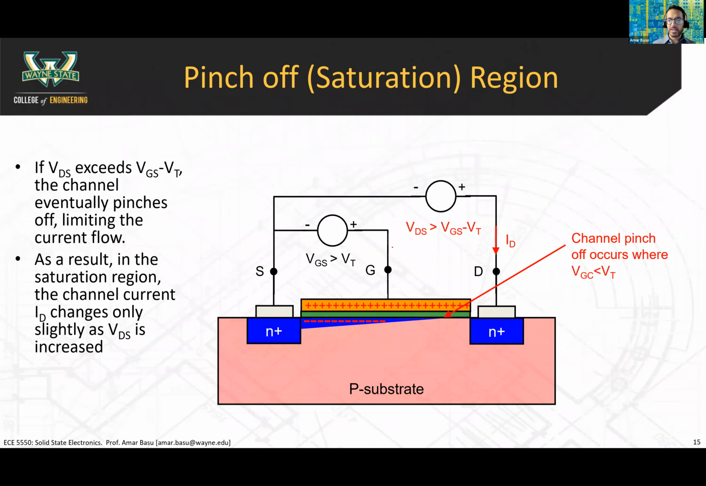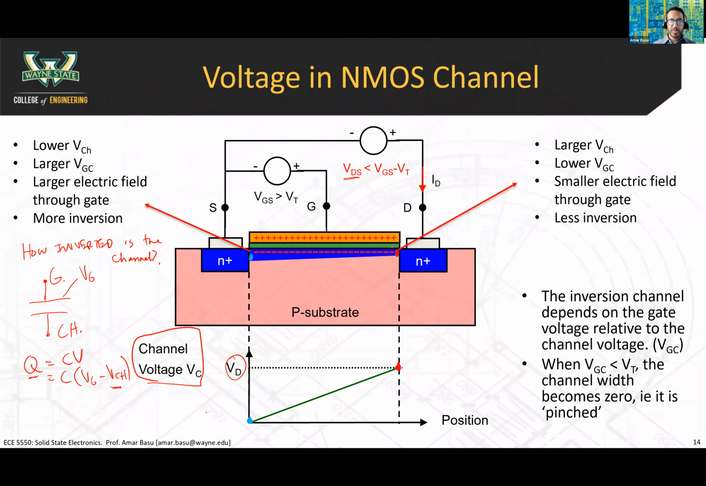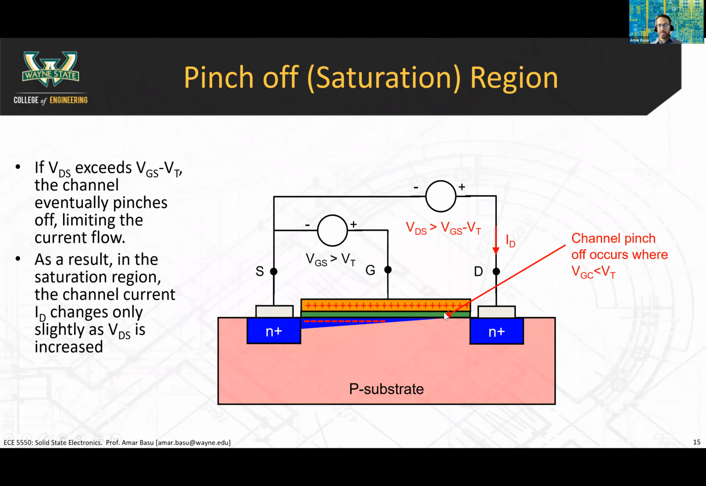So that's what we're looking at here. If the drain to source voltage exceeds VGS minus VT, then the channel voltage on the right side is large, so your Q on this side could end up being 0. That means you have no inversion, and your channel is pinched off there. And so then you draw the channel like this to show that there's no inversion channel here, or there's a very narrow one. It's kind of like pinching a garden hose.